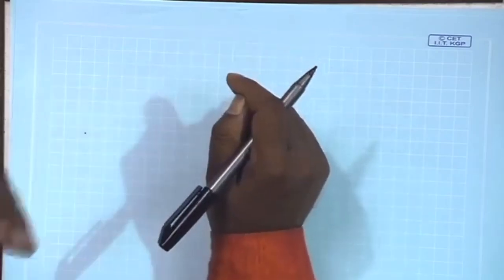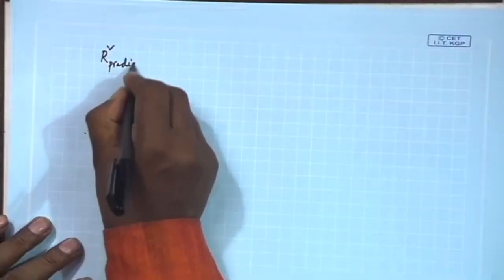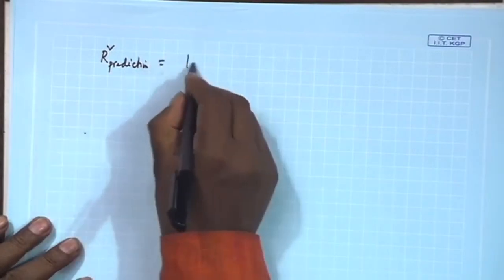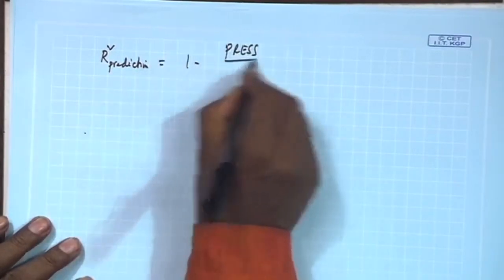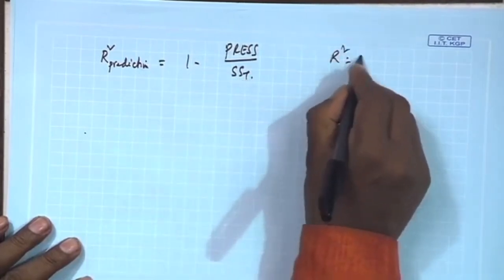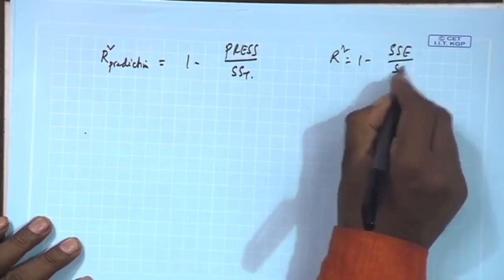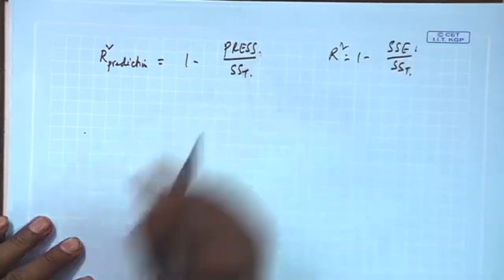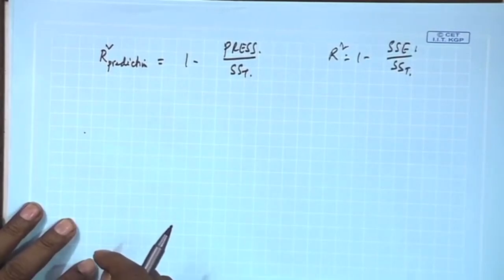Here, every observation which is omitted is predicted using the regression model fitted through the rest of the observations. Then we can also get R square prediction. This will be 1 minus PRESS by SST. Usually, what is R square? R square is 1 minus SSE by SST. Here, instead of SSE, you are using PRESS.